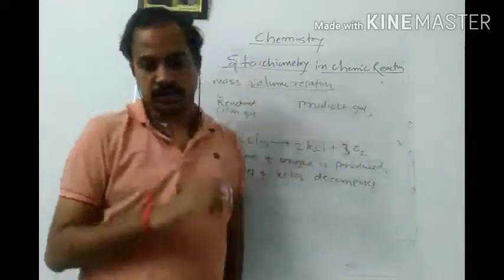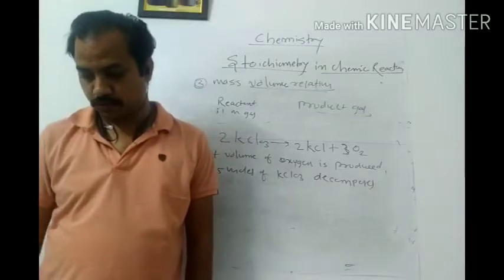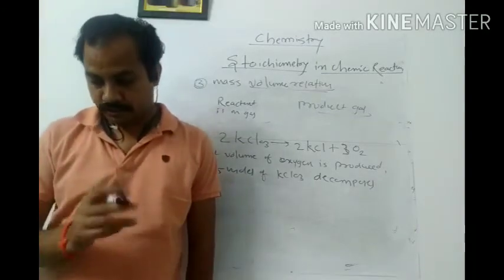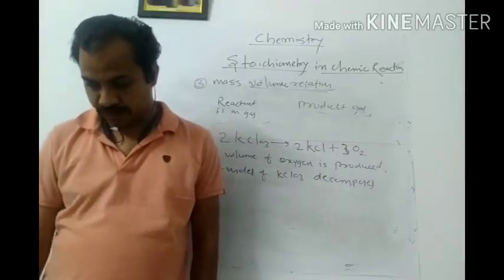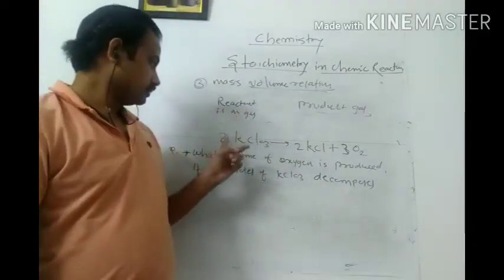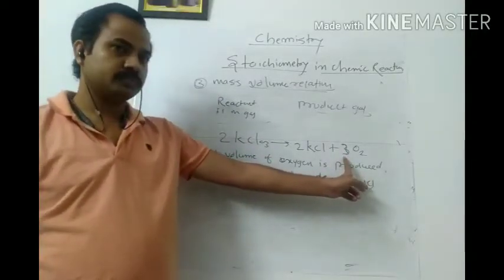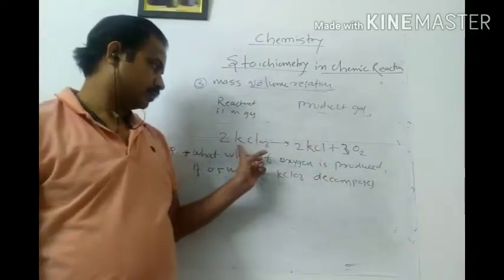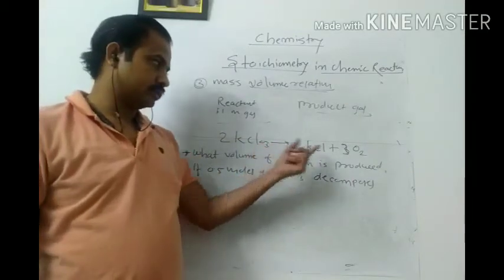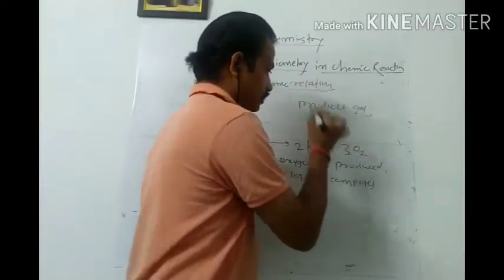Okay, I will again repeat the question. What volume of oxygen is produced if 0.5 moles of KClO3 decomposes, or we can say reacts? Here, 2 moles of KClO3 gives me 3 moles of oxygen, isn't it? When 2 moles of KClO3 decompose, it will produce 3 moles of oxygen.